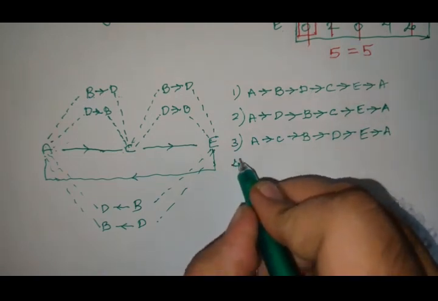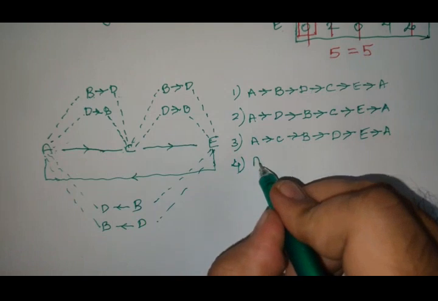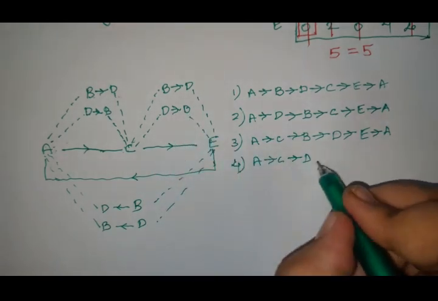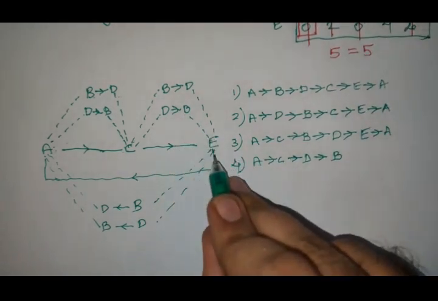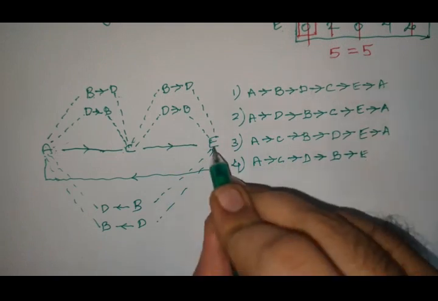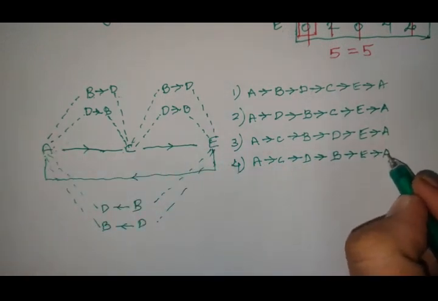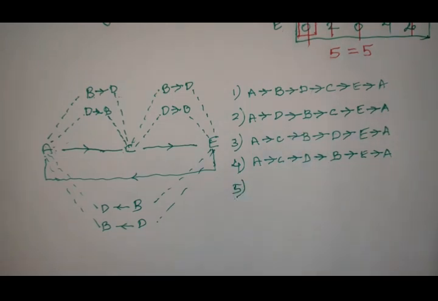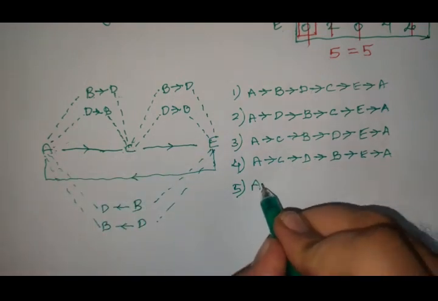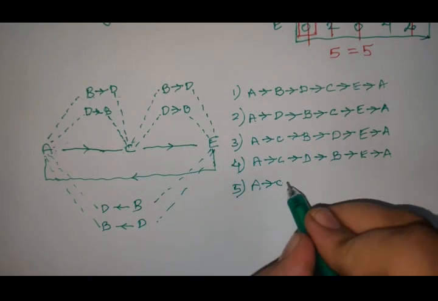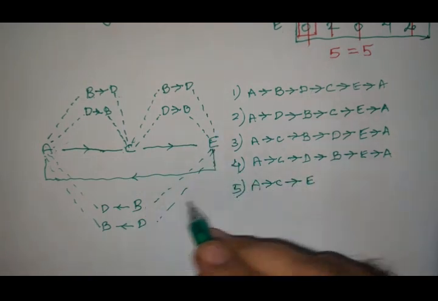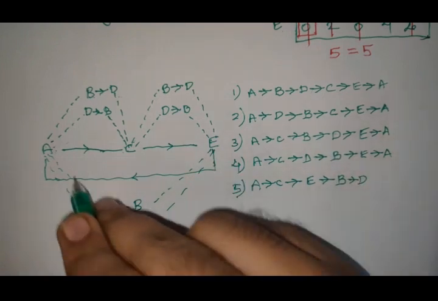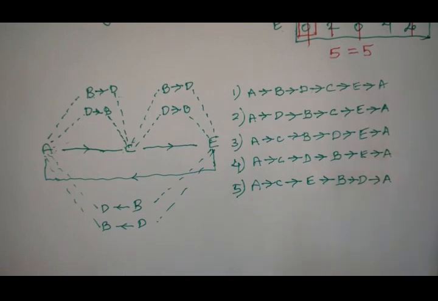Next, fourth possible route, A to C, C to D, D to B, B to E, E to A. And next, fifth possible route we will take A to C, C to E, E to B, B to D, D to A. This is one more possible route.